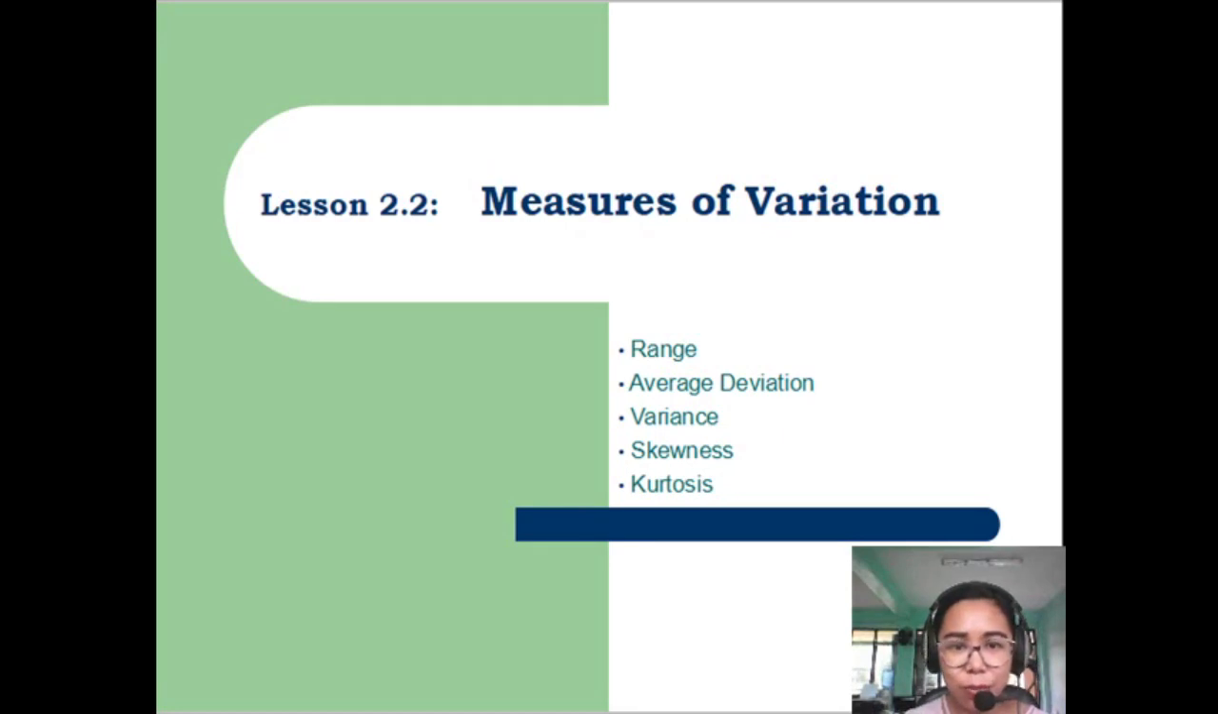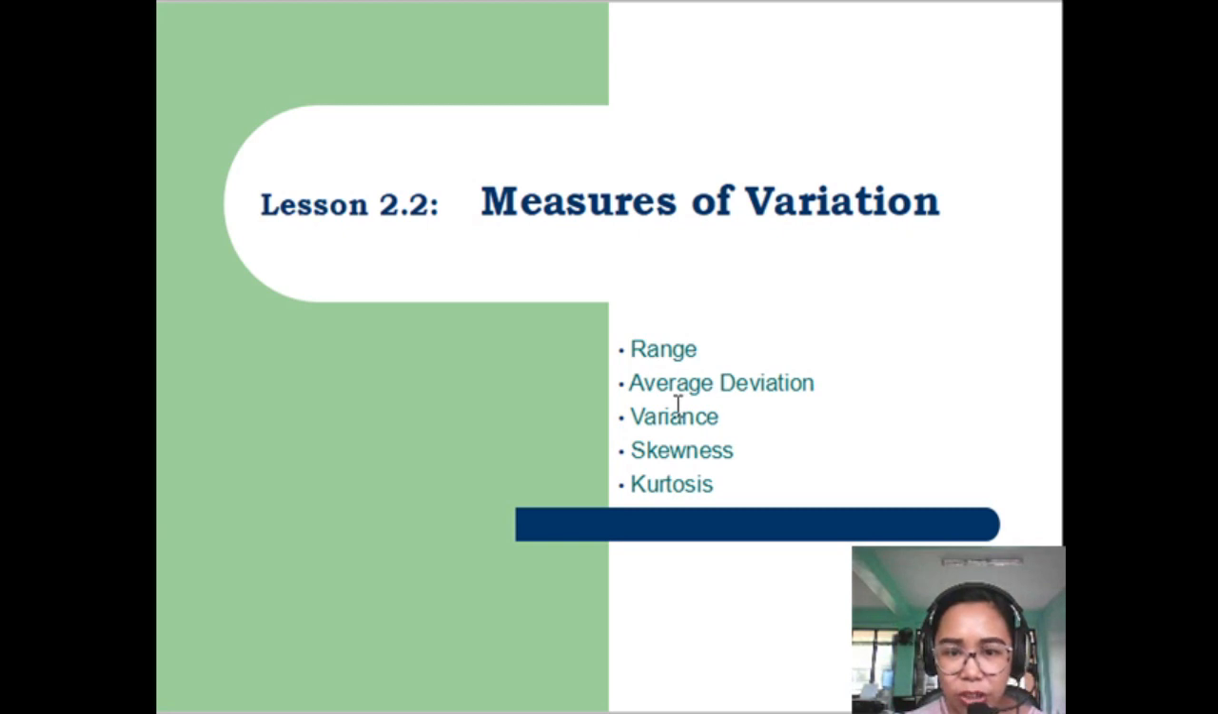Okay, today we will discuss lesson 2.2, the measures of variation. If you recall, we already discussed the different measures of location: the mean, median, and the mode. This time we will discuss the different measures of variation. When we talk about variation, we want to look into how the data vary from each other. That's the concept, or whether the data is dispersed or not dispersed.